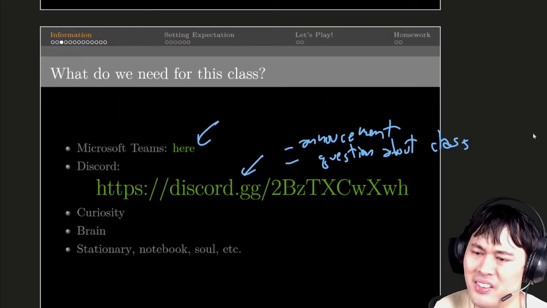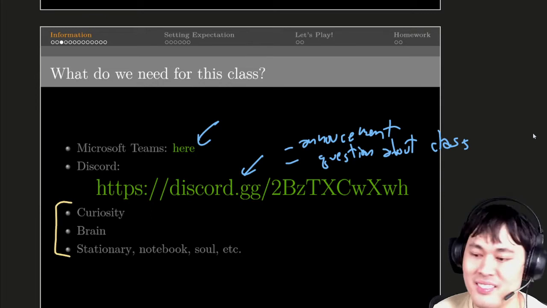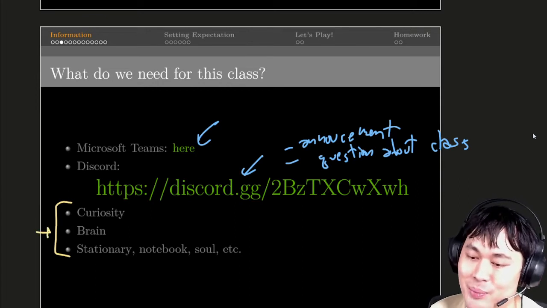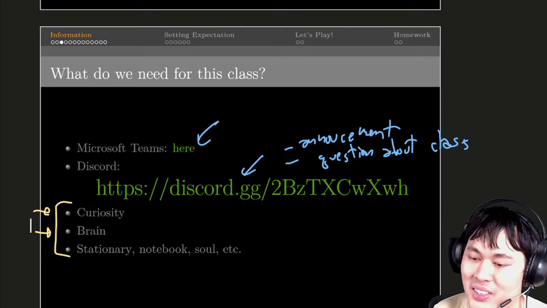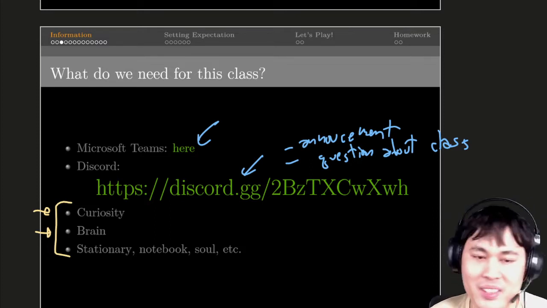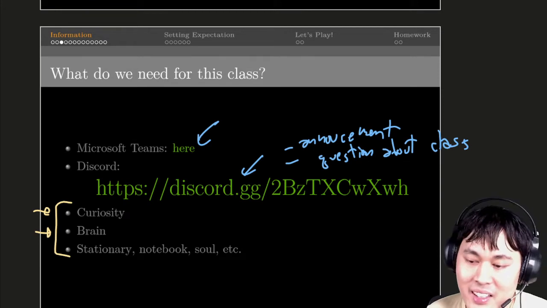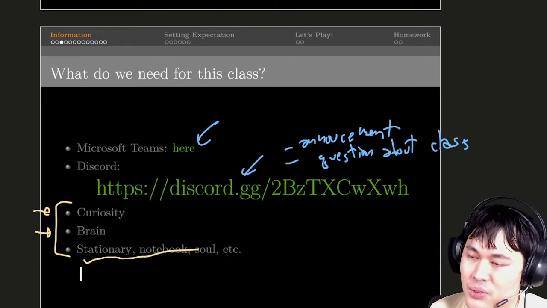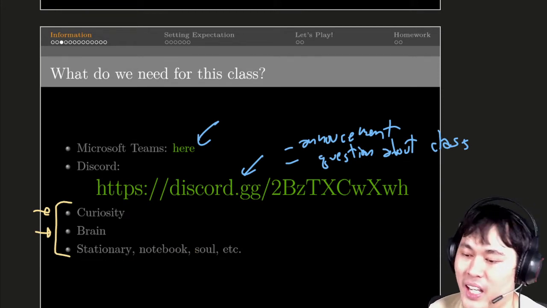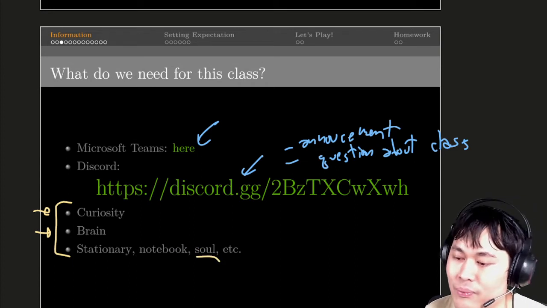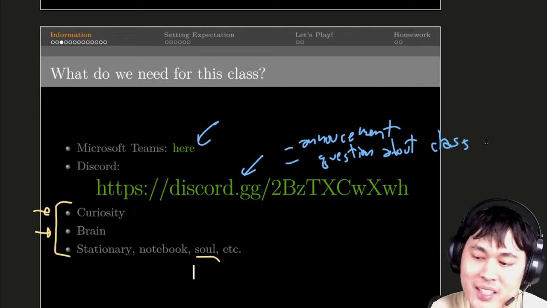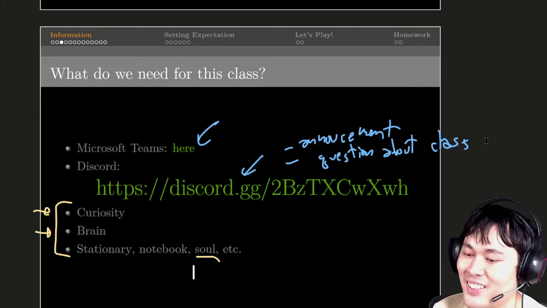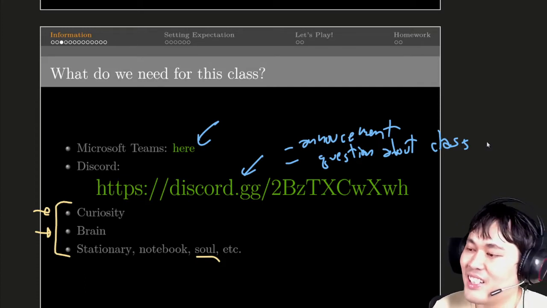You are also going to need curiosity and a brain. Please make sure to bring your brain into the class every time, and not leave it in, I don't know, the kitchen. And yes, something to write with or take notes, I guess. So bring your soul to class, otherwise you're going to be a zombie, a soulless, brainless creature.